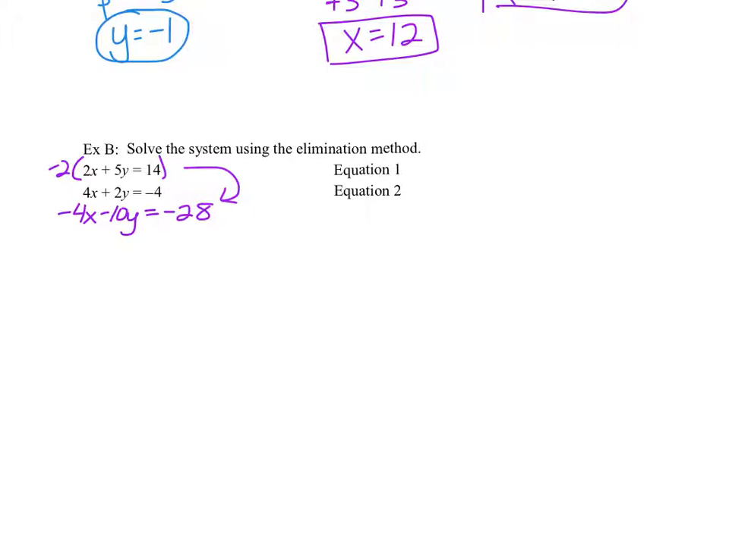And it's kind of weird that I can multiply, as long as I multiply everything in that equation by something, that's a legal move. I can't multiply just part of it. I have to do the whole thing. So it's just making a different but equal version of it. So now I can add those two equations together. Boom, those go away. 4x plus negative 4x gives me 0. 2y plus negative 10y gives me negative 8y. And negative 4 plus negative 28 gives me negative 32.